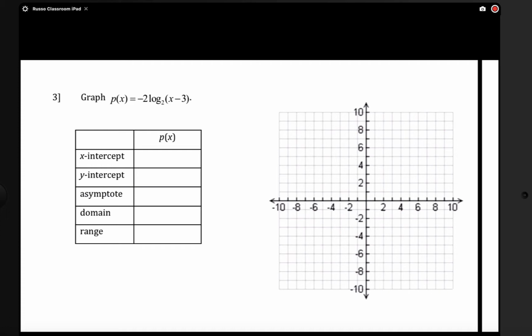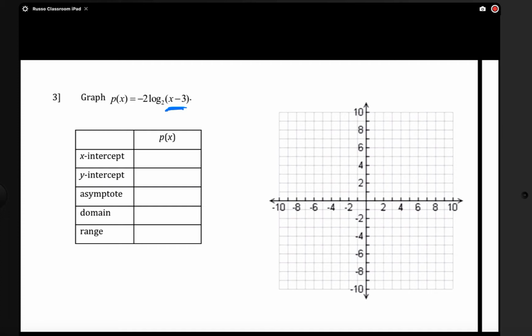As we mentioned in class, usually the most efficient way to graph logs is by choosing numbers that are compatible with the log base. So you have to take a look at the log base you have and work with it that way. In this case, I have log base 2 of x minus 3. So I want to choose numbers that when I evaluate the argument, this x minus 3, the result is going to be some power of 2, because it's really easy to calculate the log of a power of 2.